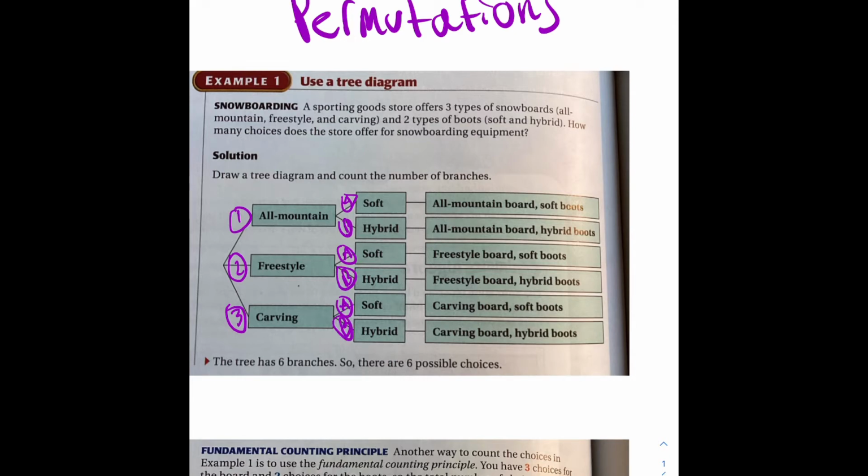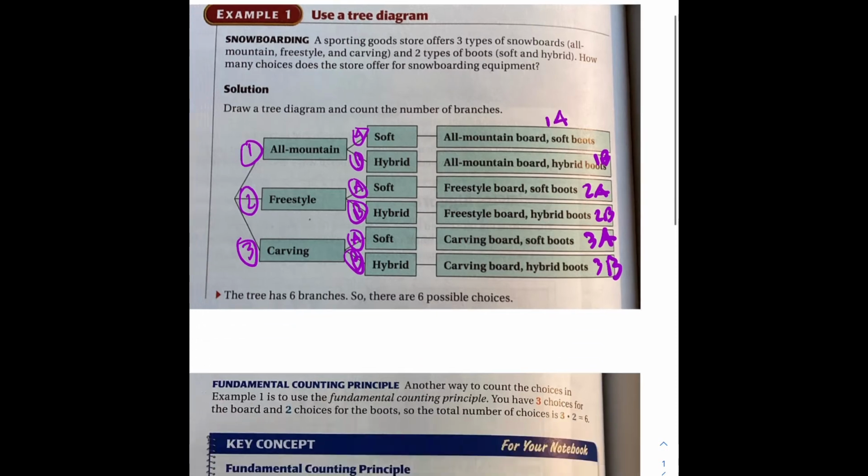I just labeled them A, B, A, B, A, B. If you combine those, again, draw a tree diagram. This would be 1A, 1B, 2A, 2B, 3A, 3B. They have a total of 6 possible choices. So using a tree diagram, maybe there's a faster way.